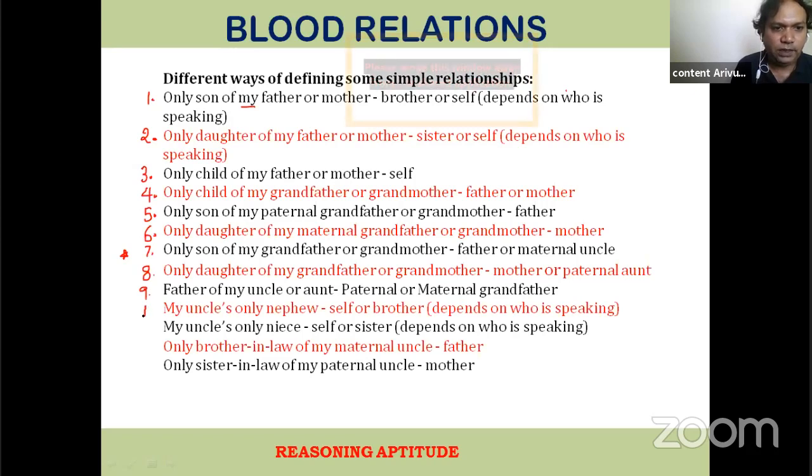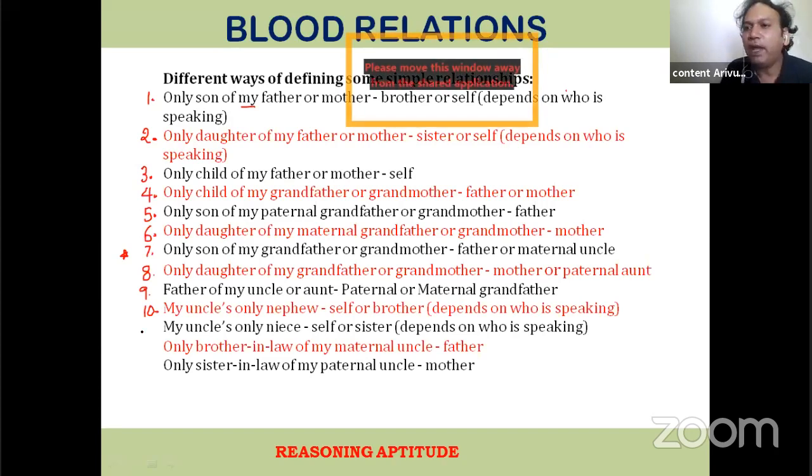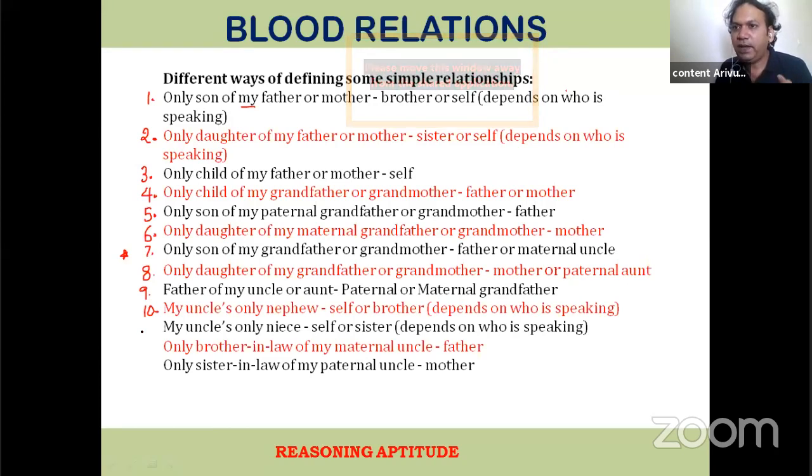Then point number 10. These are little advanced ones, not commonly asked. Okay, 10, 11, 12, 13 are little advanced ones. My uncle's only nephew has to be self or brother. Depends upon who is speaking. If a boy is showing a photograph and saying that this photograph is the photograph of my uncle's only nephew, now, when he's calling someone his uncle, that means that boy himself is the nephew. Are you understanding? My uncle's only nephew is that boy himself.